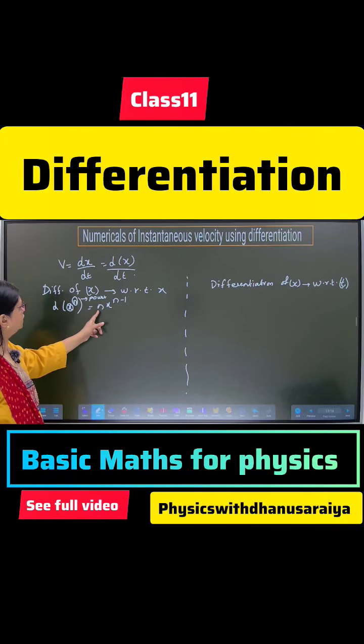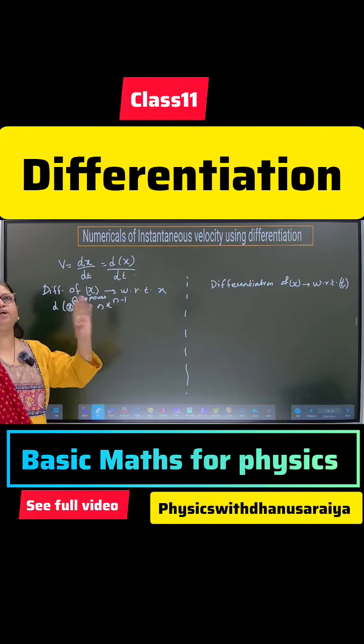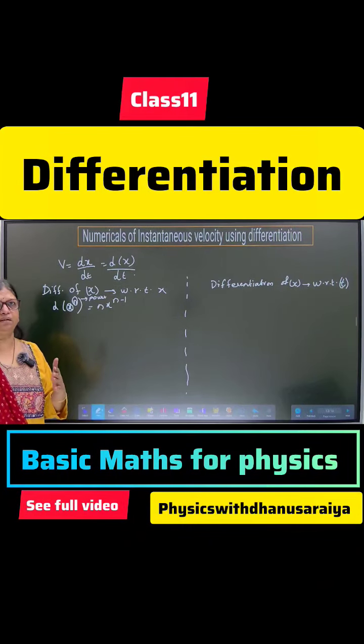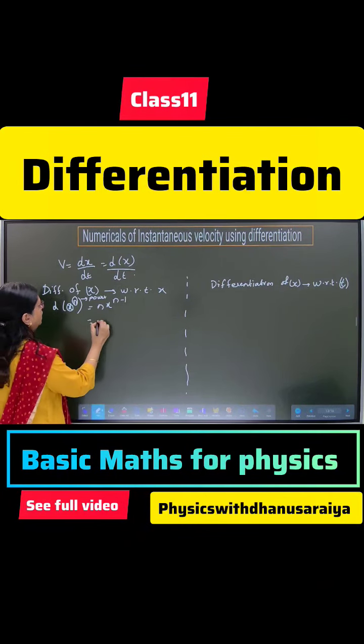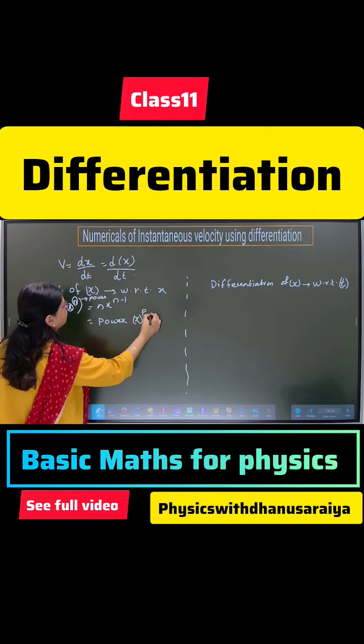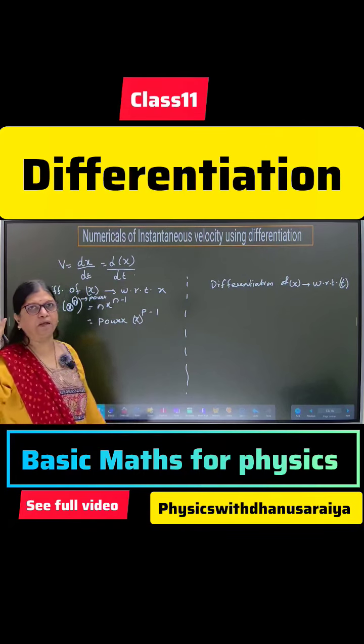So now what is the formula for it? n x raised to n minus 1. Forget the formula, okay, forget that. What should you remember? Power, then the variable raised to power minus 1. This much you remember. That's what I said.